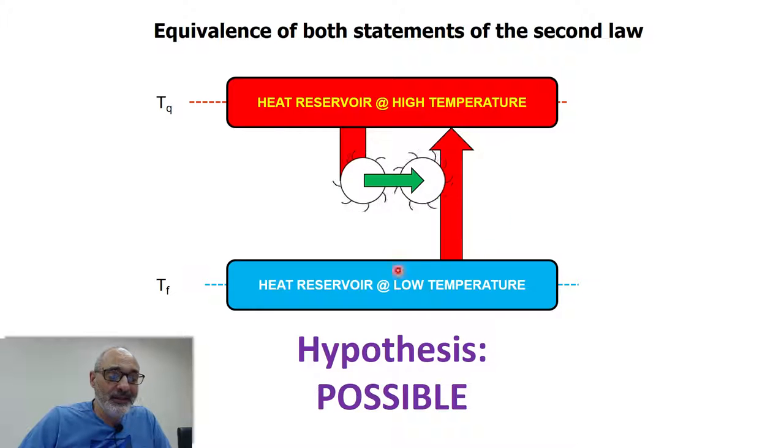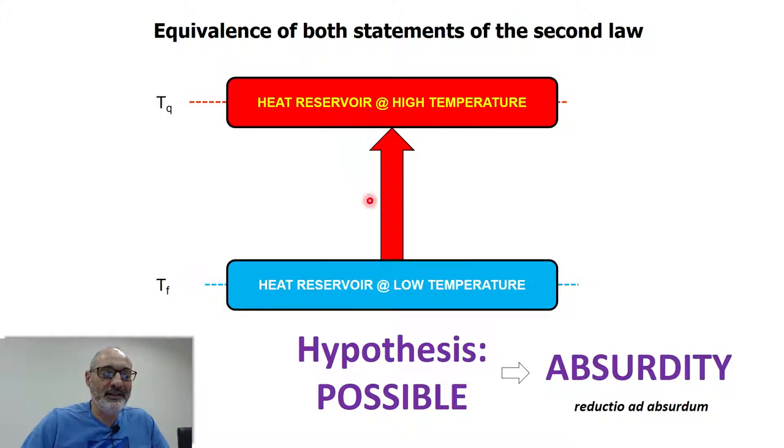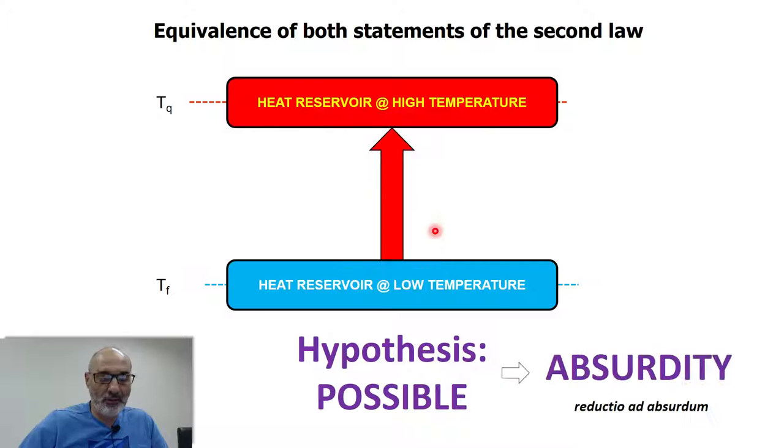Okay, so if we assemble both machines into a single machine, what we see is a net effect which we know is not possible. The net effect is heat flowing from the low temperature reservoir to the high temperature reservoir, because the work produced cancels the work consumed by my air conditioning system. Okay, so I have a net effect of heat flowing from the low temperature reservoir to the high temperature reservoir, and we know this is not possible.